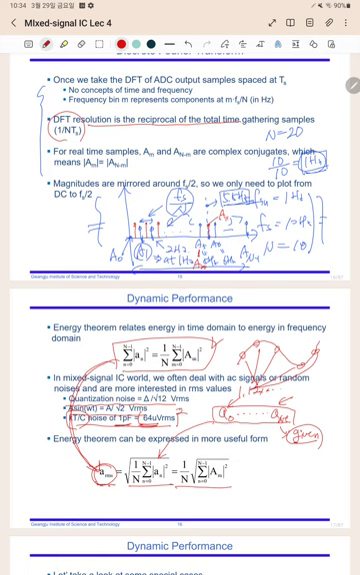So this is given. What we want to know is basically this one. We already knew this. And also from the energy theorem, we know that this relationship, these are the same. And then from that point, we can calculate the frequency magnitude of a specific frequency bin. So for example, for the quantization noise, last time we already know how the quantization noise spectrum looks like.